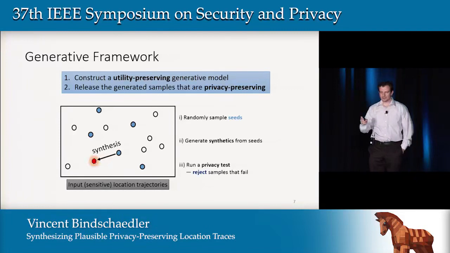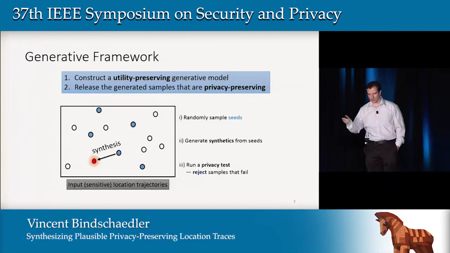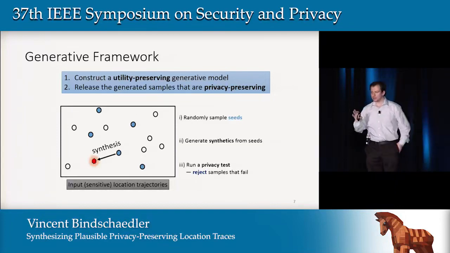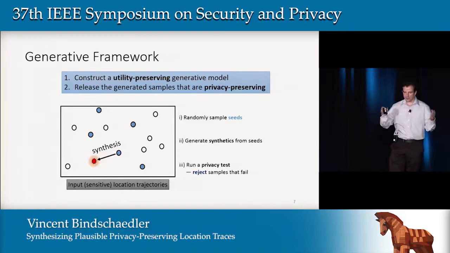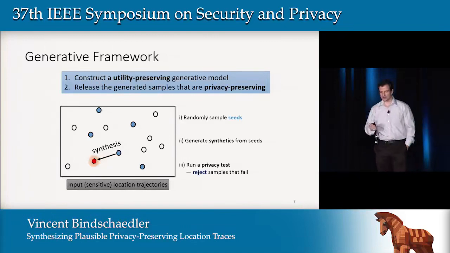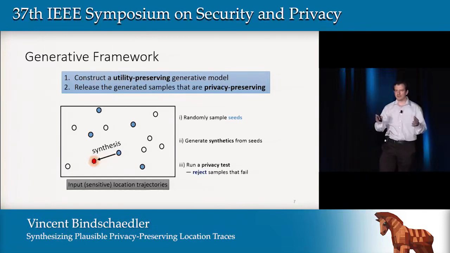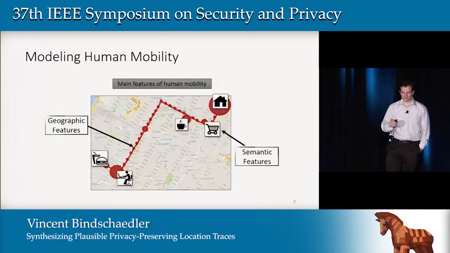So concretely, we start with a set of sensitive location trajectories as input. We randomly select a subset of these. We'll call these the seeds. And from these seeds, we use a generative model to sample synthetic location trajectories. From these sampled trajectories, to safeguard privacy, we run the privacy test, and whichever samples do not pass the privacy test, we simply throw away, we discard them, and we release the rest.